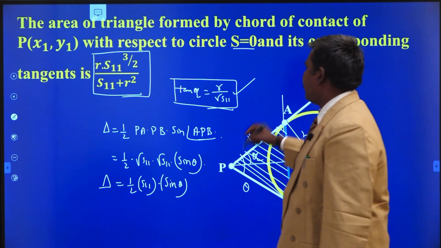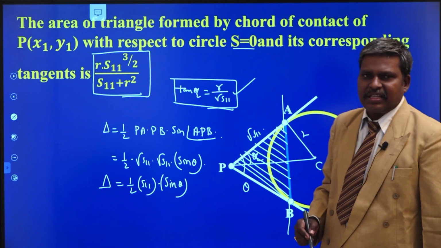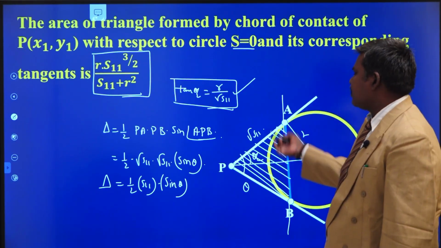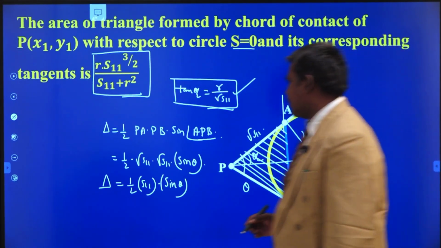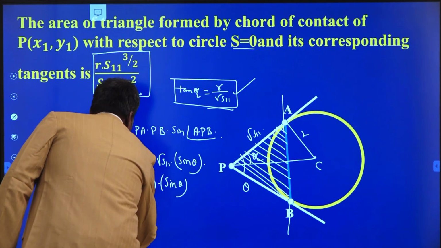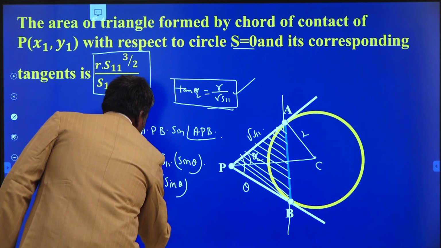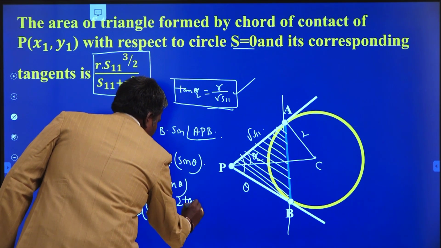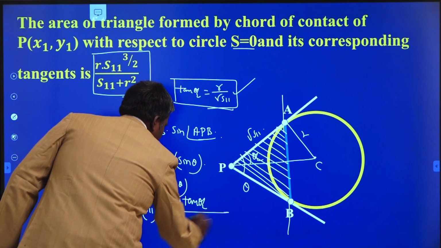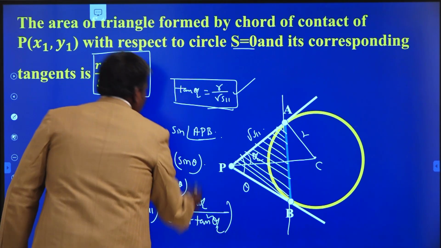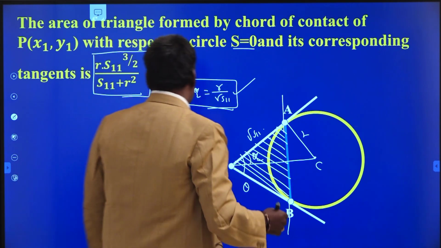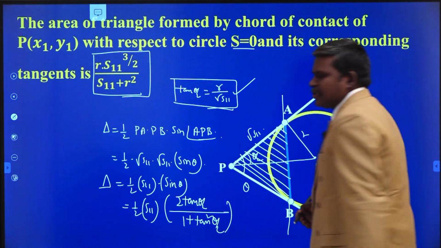We know tan theta by 2. Do you know the relation between sine theta and tan theta by 2 or not? What is sine theta? 2 tan theta by 2 divided by 1 plus tan square theta by 2. So this is half S11 into 2 tan theta by 2 by 1 plus tan square theta by 2. You just substitute the value of tan theta by 2 here itself, your job is over.